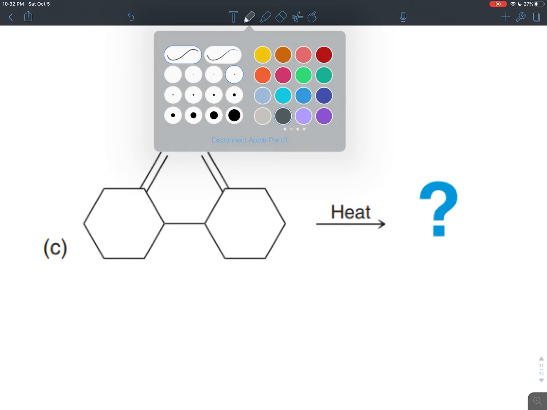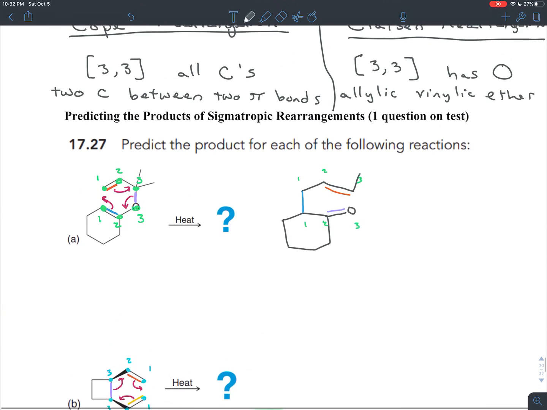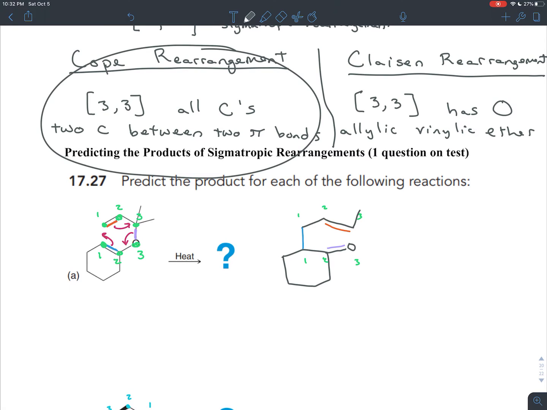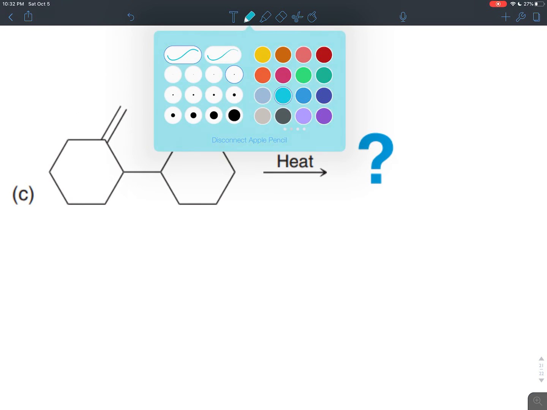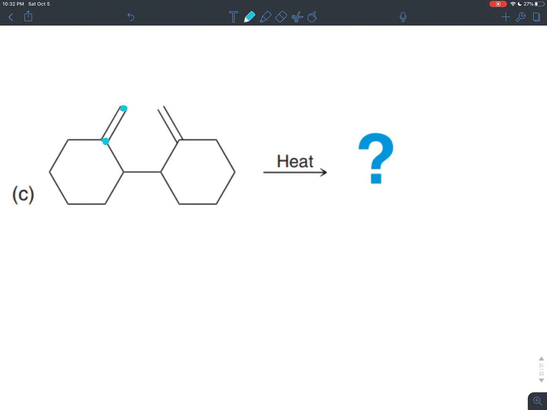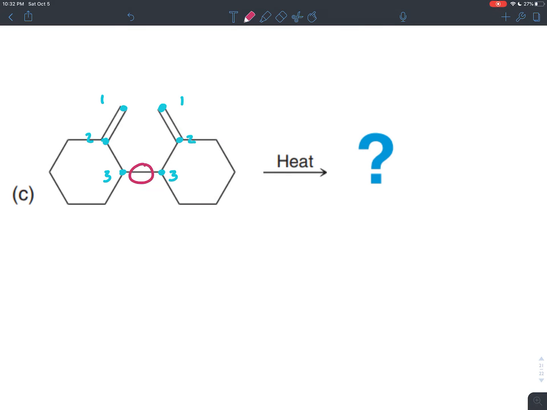So here we have 2 carbon pi bonds separated by 2 carbons. So that is a sign, again, of the Cope rearrangement, 2 carbons between 2 pi bonds. So that's a 3-3 rearrangement. Start on one end of the pi bonds, 1, 2, 3, and then start on the other end of the pi bonds, 1, 2, 3. We are going to be getting rid of the bond between 3 and 3, and we'll be adding a sigma bond between 1 and 1.